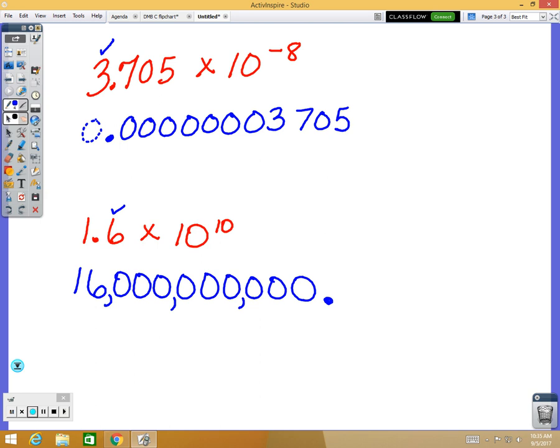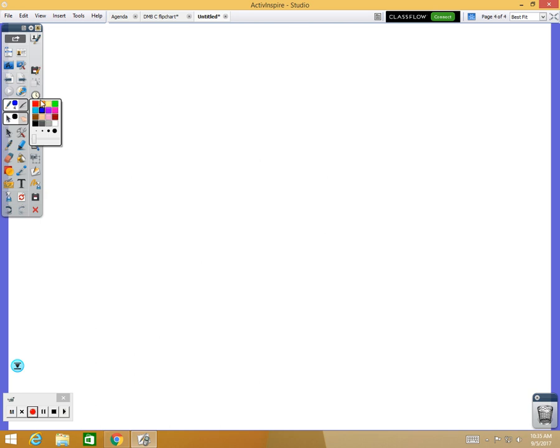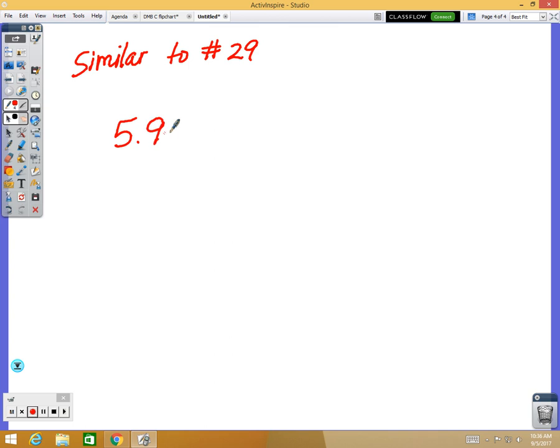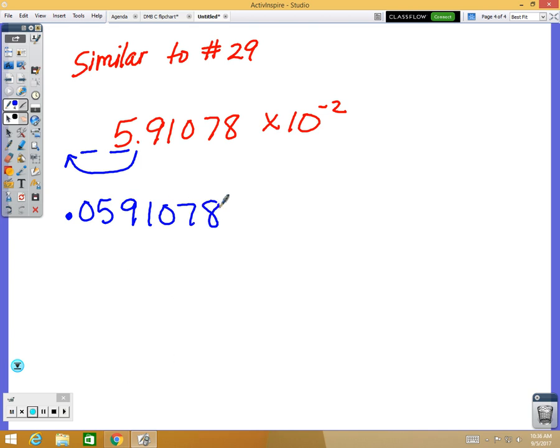All right, we can do one that's similar to number 29 if you like. Similar to number 29. Is that the one you wanted? So if you're only moving it 2 places, and again, that's a negative 2, you're moving it 2 places left. It's just like that, okay?